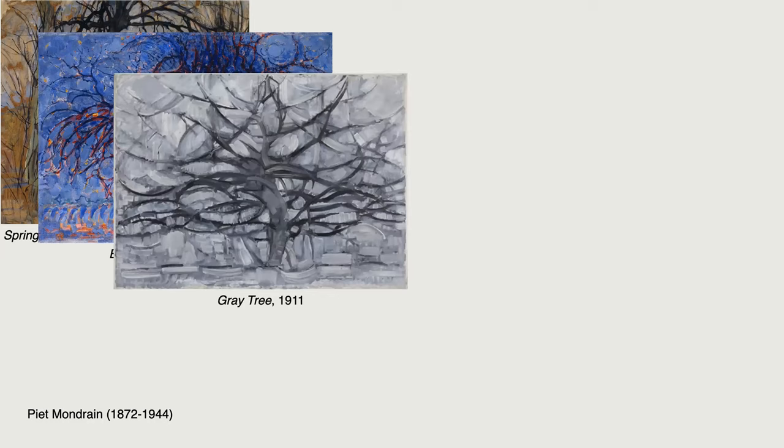In 1911 was when he gave up his successful career and moved to Paris. He painted Grey Tree, which follows on the theme of a red tree. He's abstracted the form further, as you can see. He's removed colors at this point. They come back later. He was influenced by cubism, but as you can see, it's not a typical cubist work. He's assimilated it into his own style of representation.